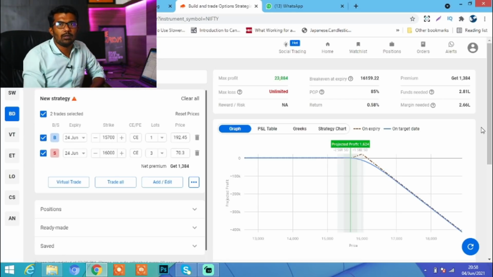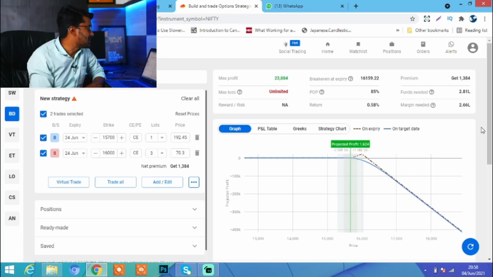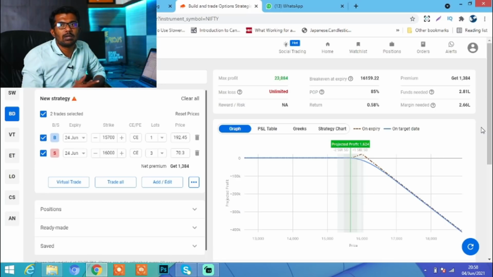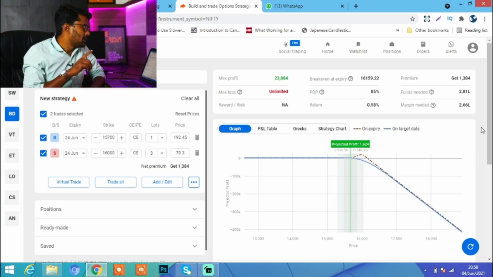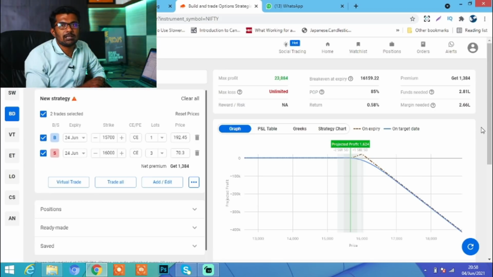Now what we do is, you square off the 15,700 call, book profit, whatever is the profit, and the 16,000 call at the money, you turn it into a straddle. Now you have booked profit in the 15,700 call, right? Your account will be in profit. You take the profit, book the profit. Then the 16,000 will be in loss. I am not denying that. 16,000 will be in loss.